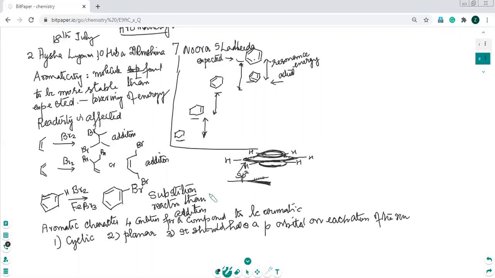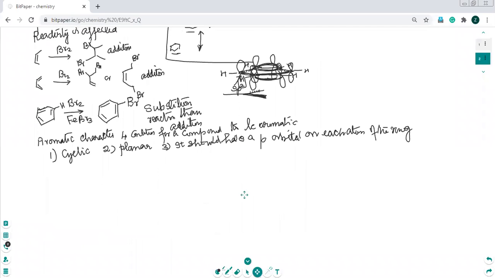It should have a p orbital on each atom of the ring. So that is the next condition. You can see here: here is a p orbital, here is a p orbital, here is one, here is one. The p orbitals may or may not contain electrons. At least some of them definitely will have. So that is the third condition.